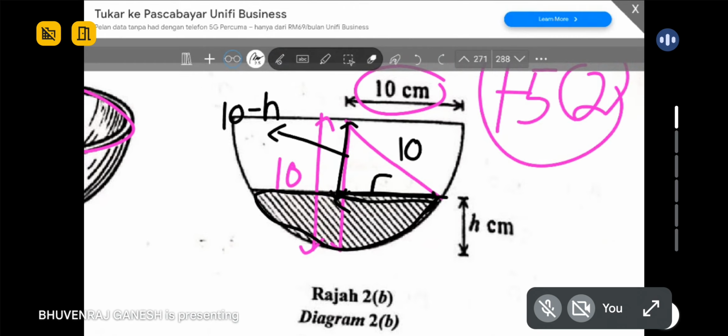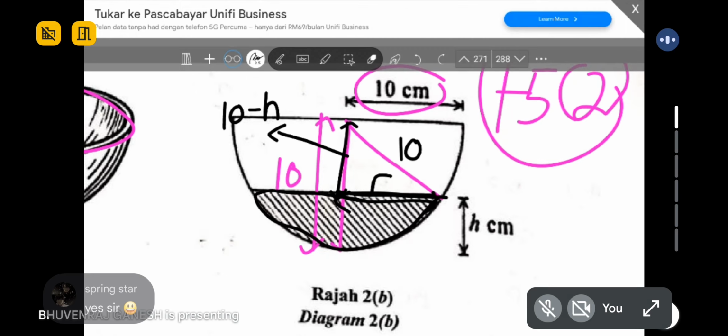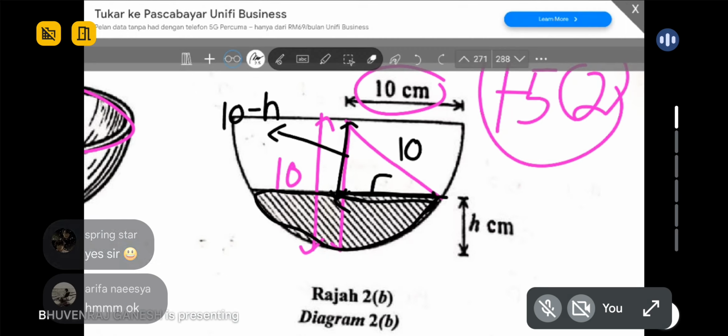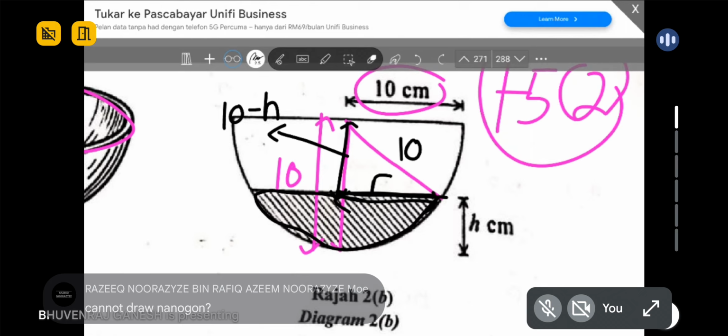Faham? That's why I say guys, how to know is, you must have experience doing the question guys. Macam mana tahu kamu kena dapatkan dari pengalaman buat banyak soalan. Ini semua dipanggil pengalaman. Tak ada apa-apa konsep. It's just experience only. Saya nampak macam ni, saya tahu apa yang saya kena buat.